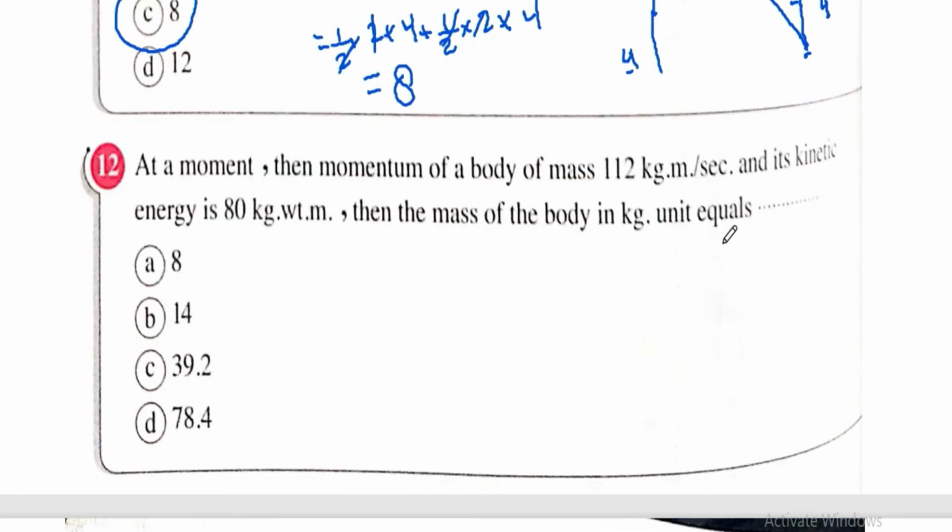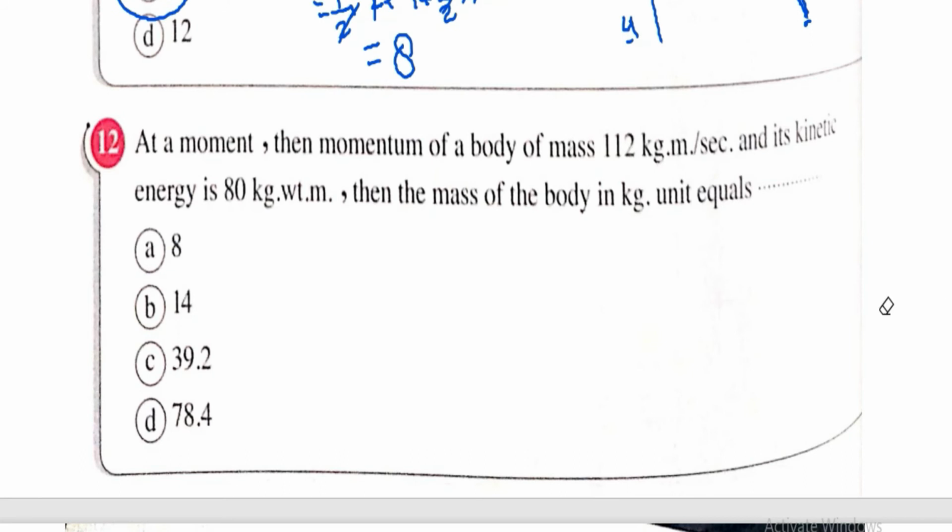Number 12. At a moment the momentum of a body is 112 kilogram meter per second. Its kinetic energy is 80 kilogram weight meter. We have momentum H equals mv equals 112. Kinetic energy half mv square equals 80 kilogram weight, which will be 80 times 9.8.